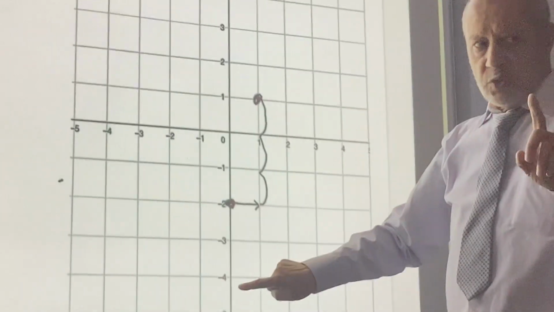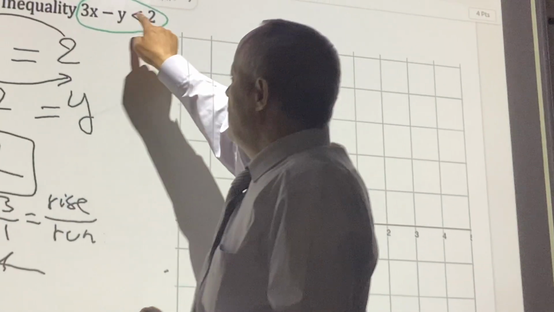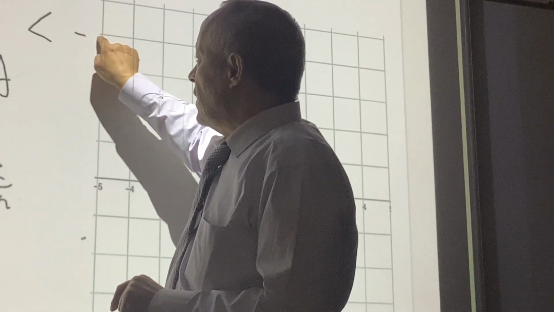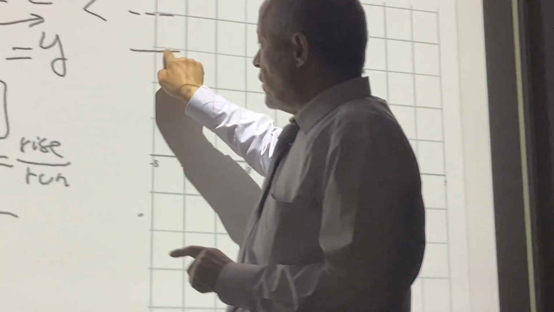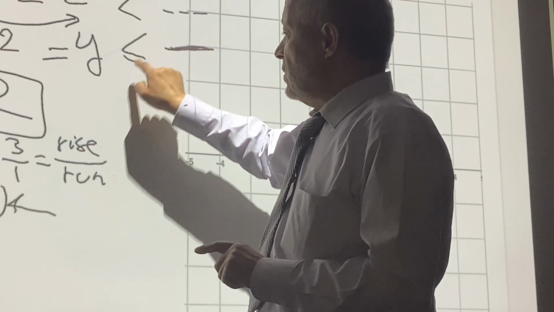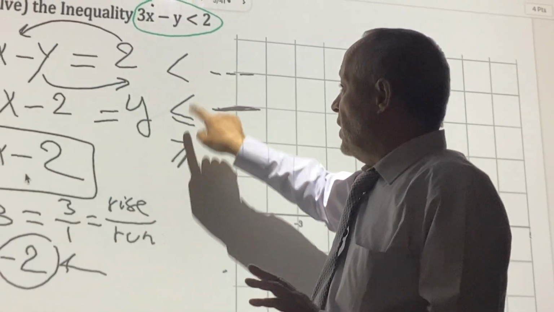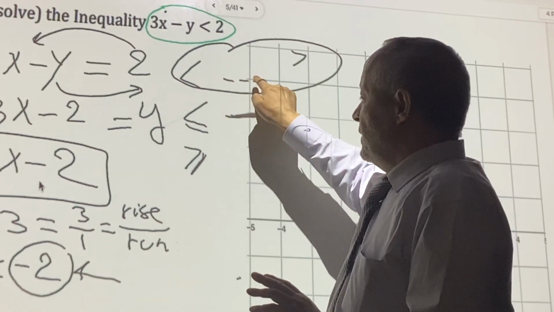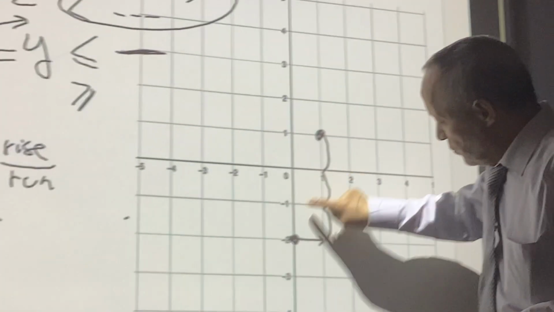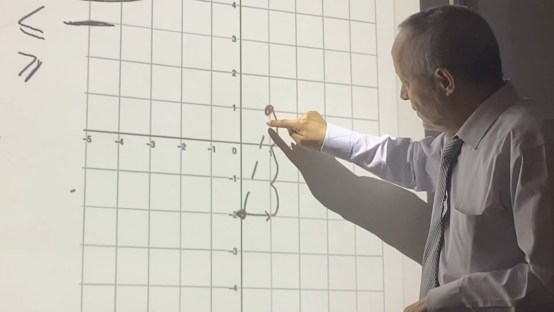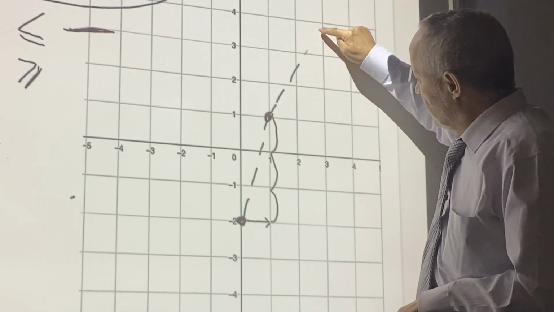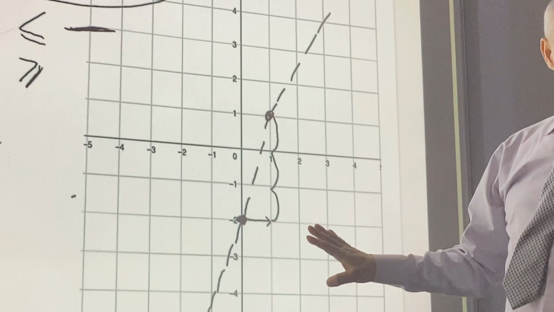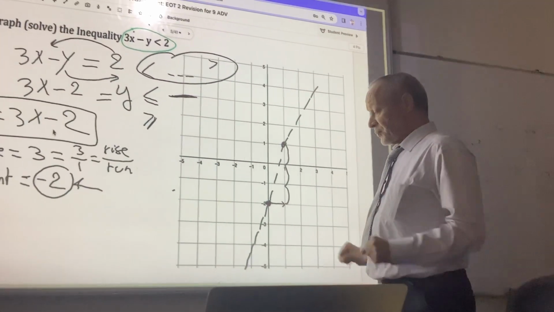However, before you join a line, you have to look at your inequality. This inequality is with less than only, so in this case your line should be dashed. When do you draw it solid? When it's less than or equal, more than or equal. But if it is less than or more than, you have to draw it dashed. So my line is going to go like this, dashed. Now we have our line.